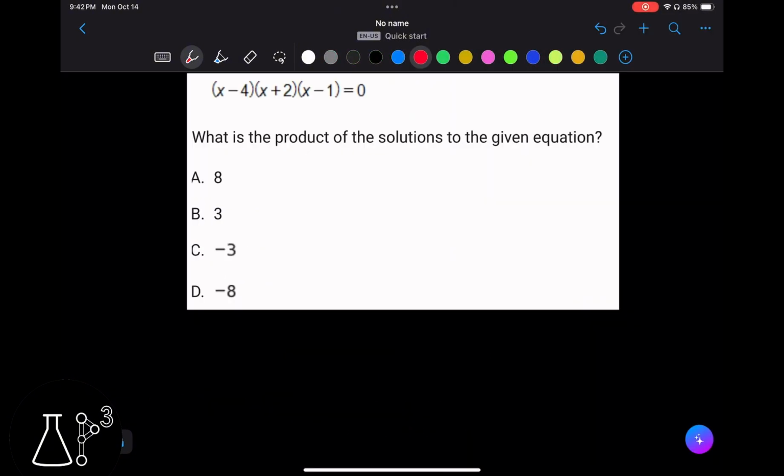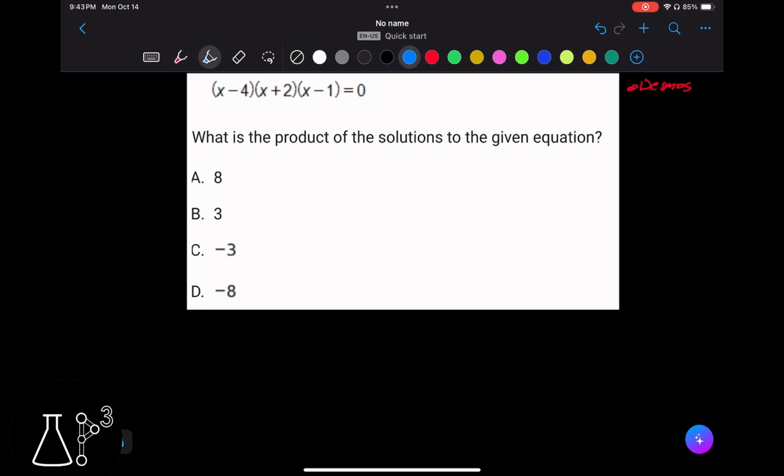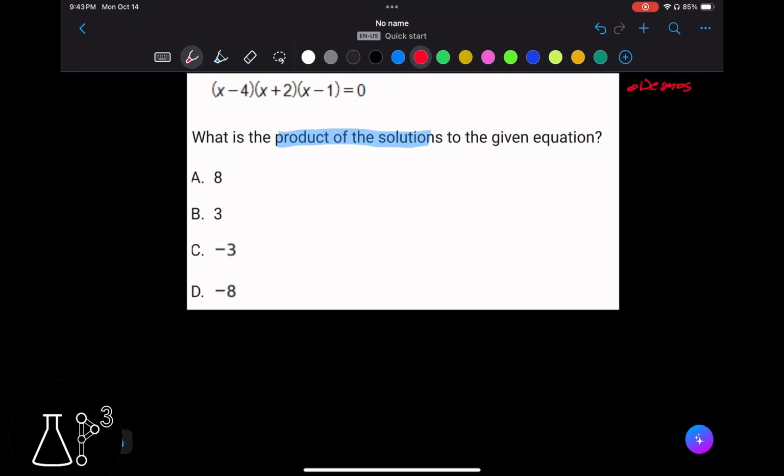This is kind of a Desmos question, and you'll see why I say kind of. So we're given the parentheses (x minus 4)(x plus 2)(x minus 1) equals 0. What is the product of the solutions to the given equation? So what are we looking for? The product of solutions to the given equation. What does that mean? Product of solutions basically means multiplying all the x values, or solutions. You can say x values slash solutions.